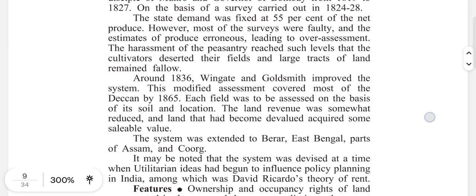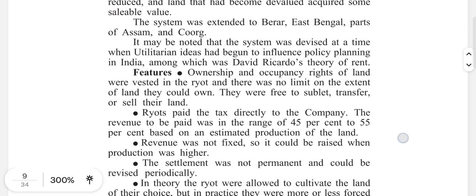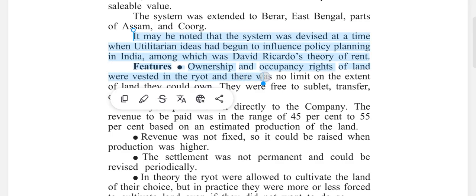The system was extended to Berar, East Bengal, parts of Assam and Coorg. It may be noted that the system was devised at a time when utilitarian ideas had begun to influence policy planning in India, among which was David Ricardo's theory of rent.